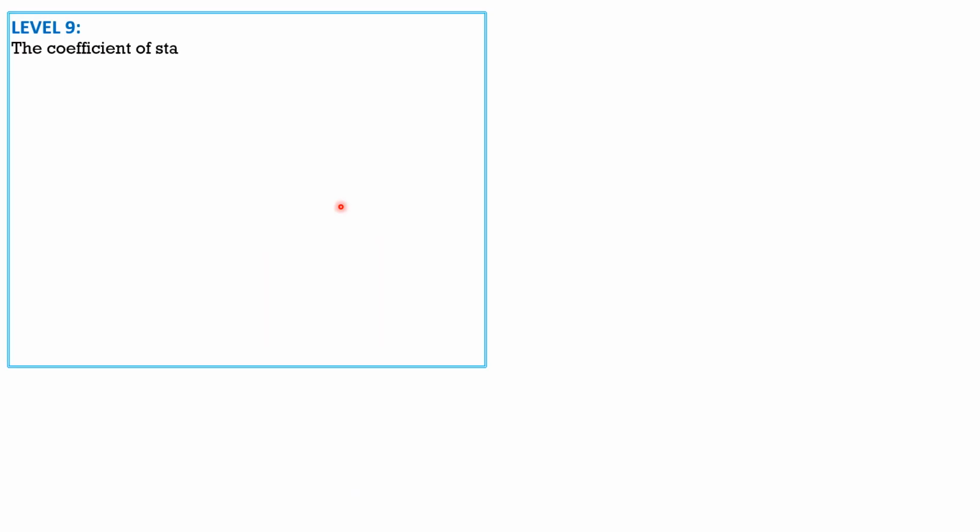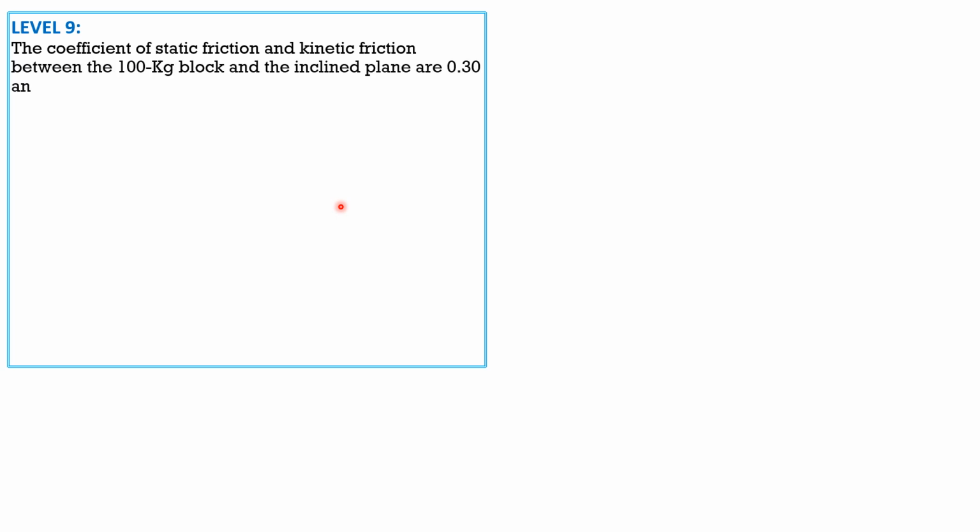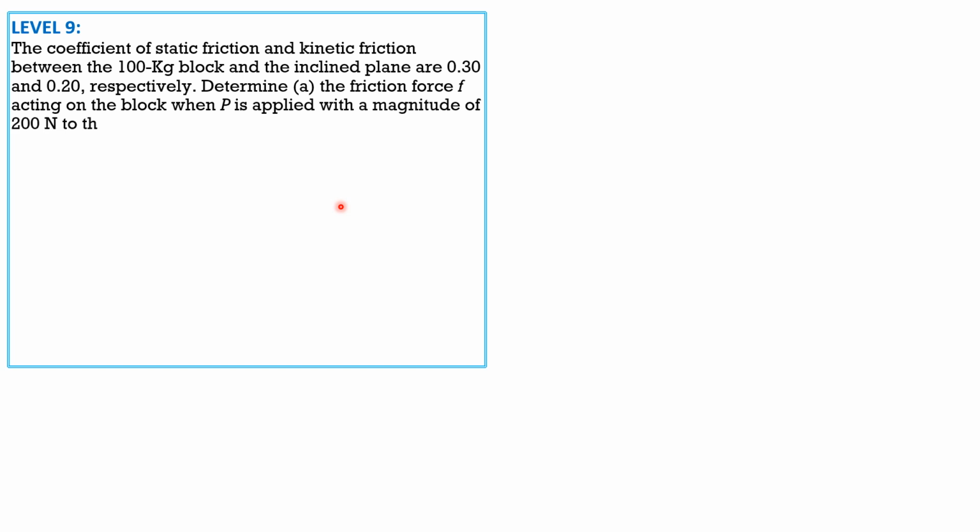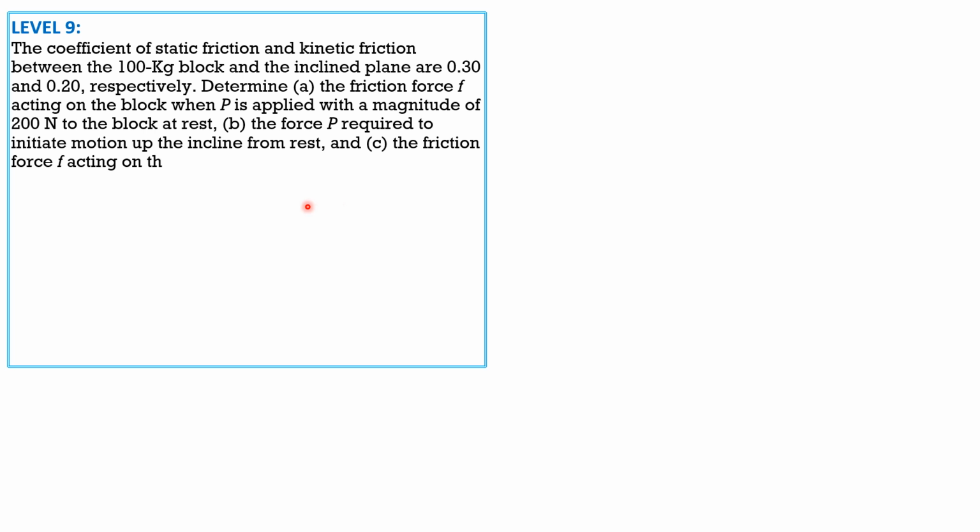Level 9, the coefficients of static friction and kinetic friction between the 100 kilogram block and the inclined plane are 0.3 and 0.2 respectively. Determine letter A, the friction force F acting on the block when P is applied with a magnitude of 200 newtons to the block at rest. B, the force P required to initiate motion up the incline from rest. And C, the friction force F acting on the block if P is 600 newtons.